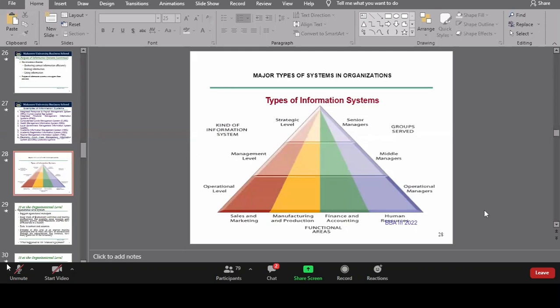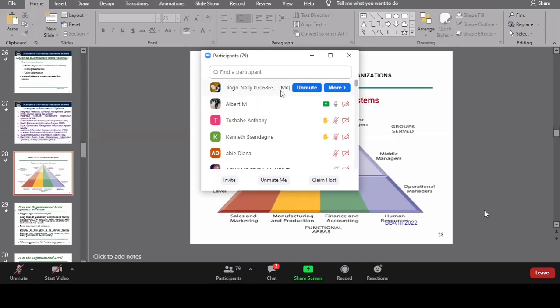Sendagire, Kenneth. Kenneth Sendagire. Kenneth? Kenneth is not on. Tushaba, you have something else? Good evening. How are you, Sendagire?